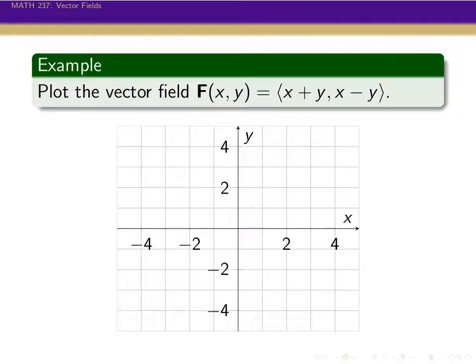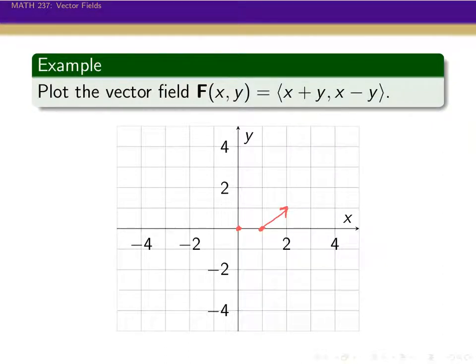Let's consider the vector field that takes x and y and spits out the vector where the x component is x plus y and the y component is x minus y. Let's start plotting this. If we start at 0, that would just give us the 0 vector. If we take the point 1, 0, 1 plus 0 is 1, 1 minus 0 is 1, and so at 1, 0 we get the vector 1, 1.